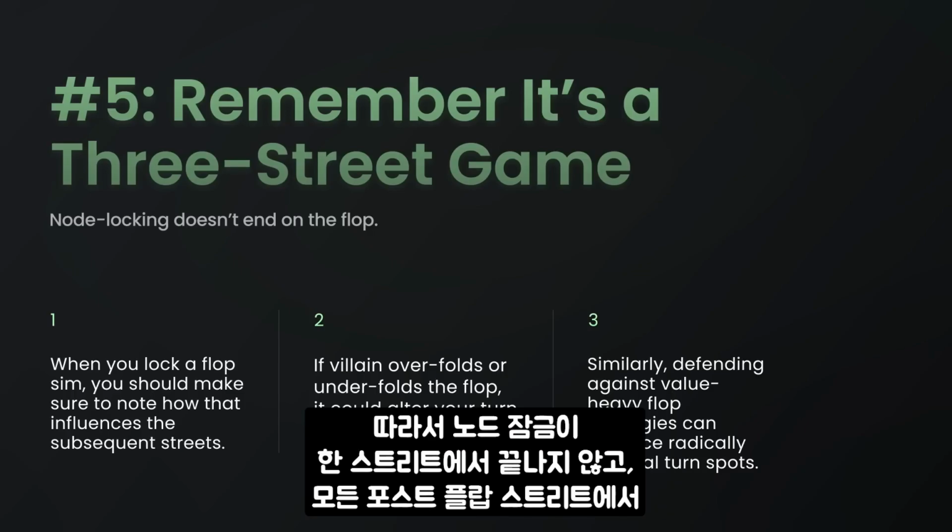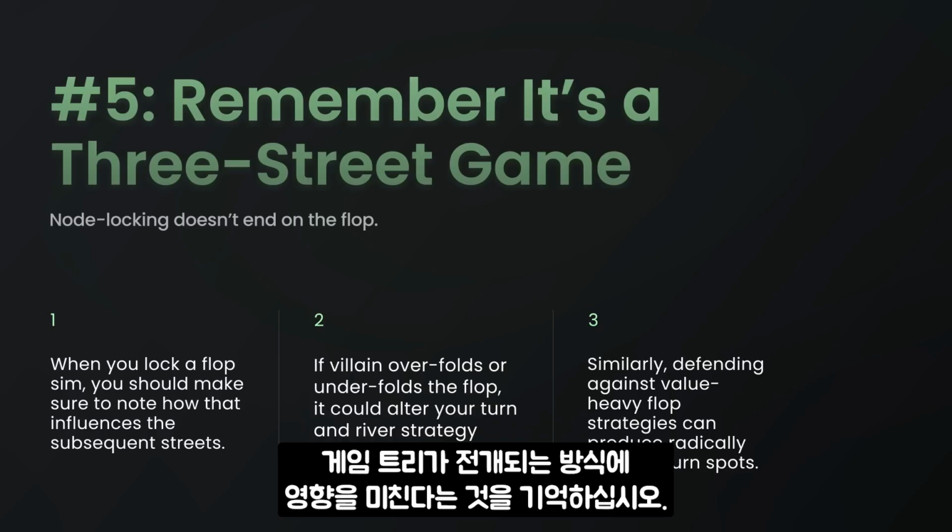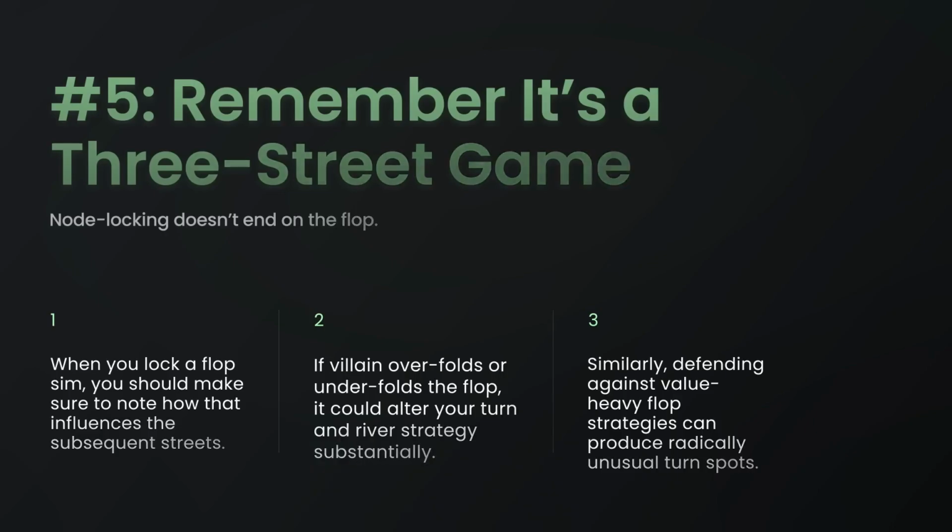So remember that node locking doesn't end on one street. It affects the way the game tree is going to pan out across all of the post-flop streets that exist. Let's look at a brief example of that.